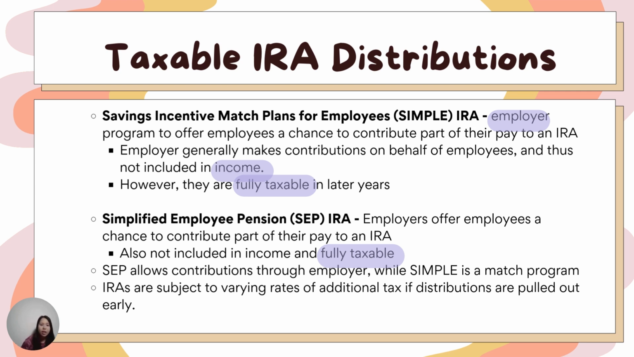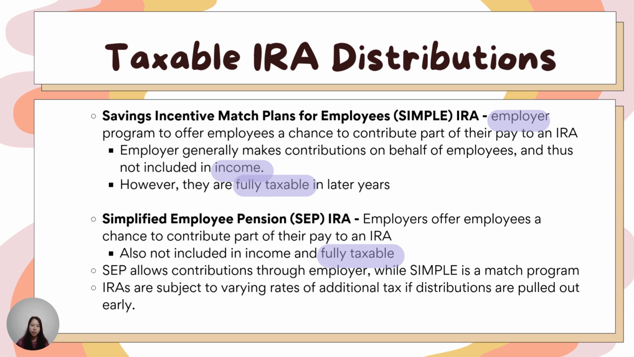The Simplified Employee Pension Program, or SEP IRA, is where employers offer employees an additional chance to contribute part of their pay to an IRA. This is also not included in income and fully taxable. So you might be wondering, what's the difference between these two? Well, a SEP IRA allows contributions through the employer, while SIMPLE is a match program, meaning that in a SEP, it's only the employer putting money into the IRA, whereas with a SIMPLE, your employer might offer, hey, if you want to put in $10,000 to the SIMPLE IRA, I'll put in $10,000, and it's a match program.